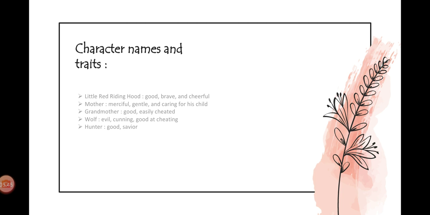Then character names and traits. Little Red Riding Hood is a good, brave, and cheerful character. Mother is merciful, gentle, and caring for her child. Grandmother is a good, easily cheated character. Wolf is evil, cunning, good at cheating. And the last is Hunter, a good and severe character.